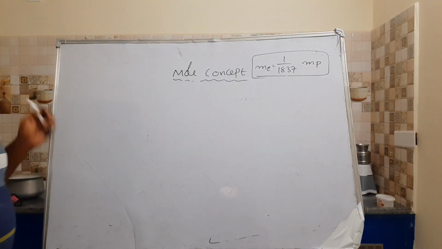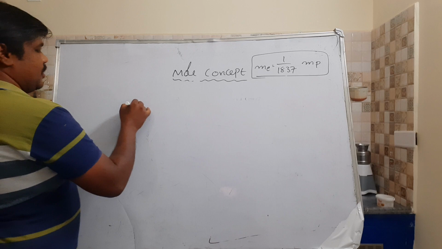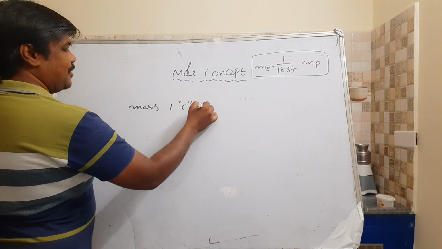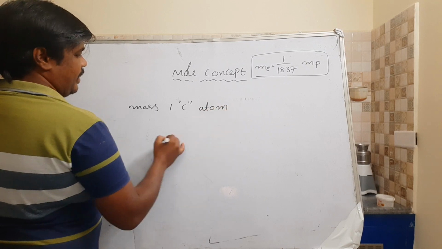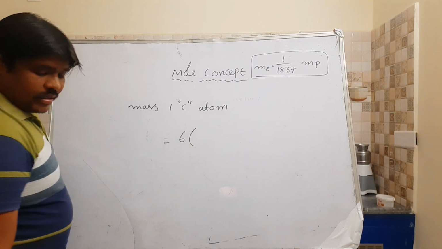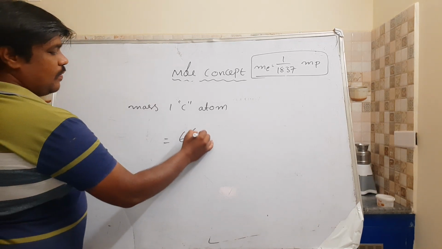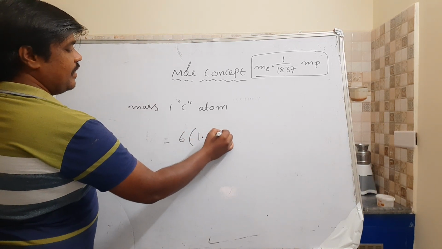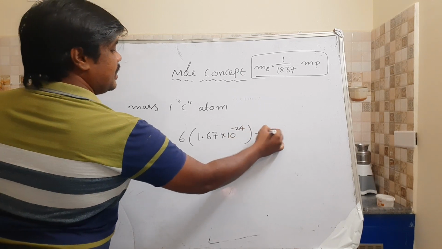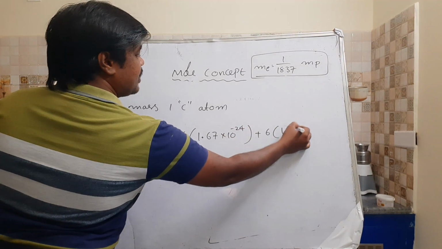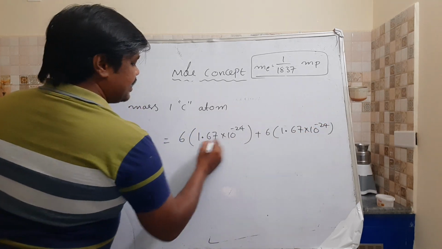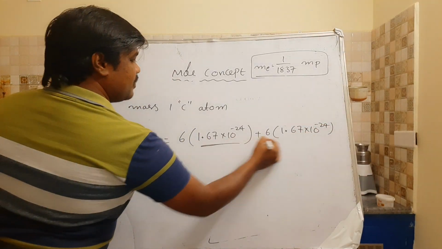Now I am going back. The mass of one carbon atom, students, is equal to 6 into, what is the mass of a proton, students? 1.67 into 10 to the power of minus 24 plus 6 into 1.67 into 10 to the power of minus 24.